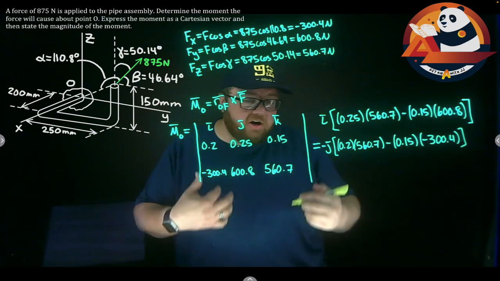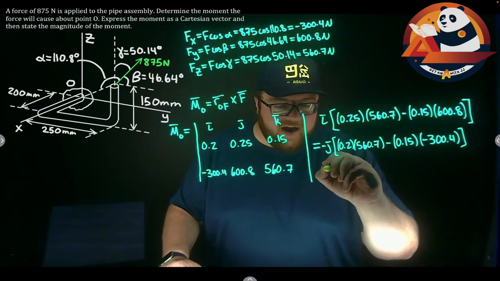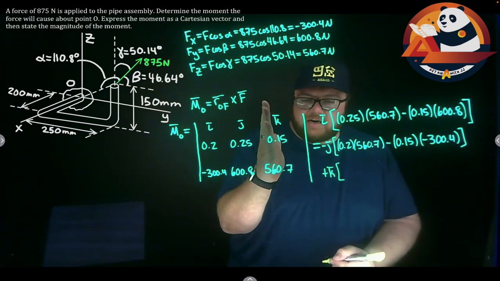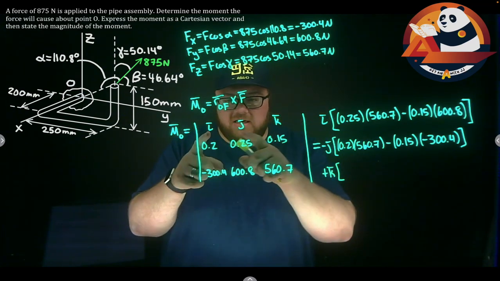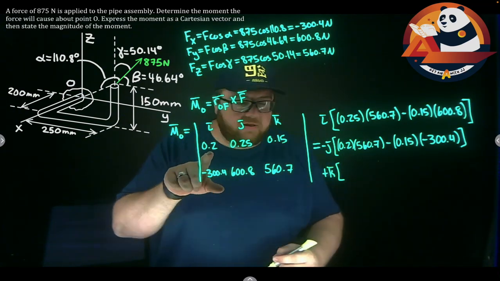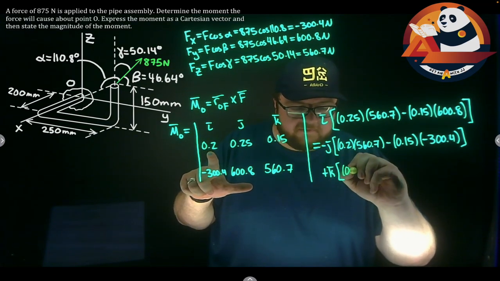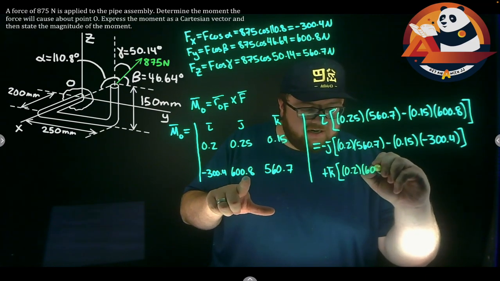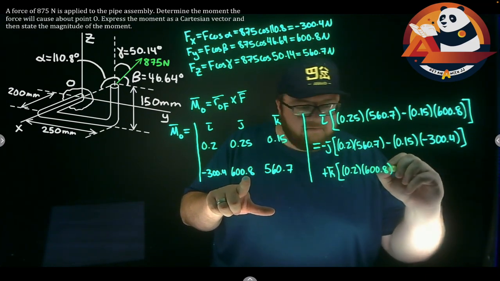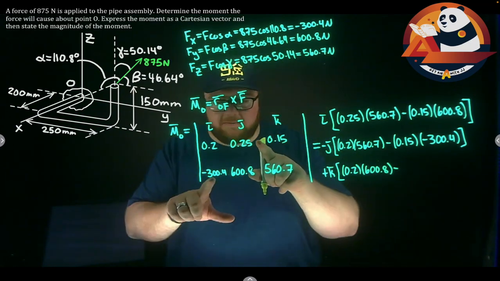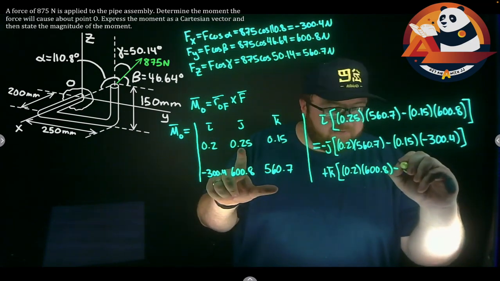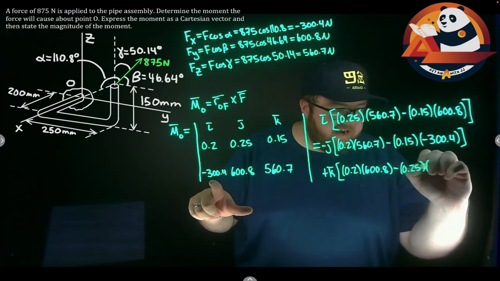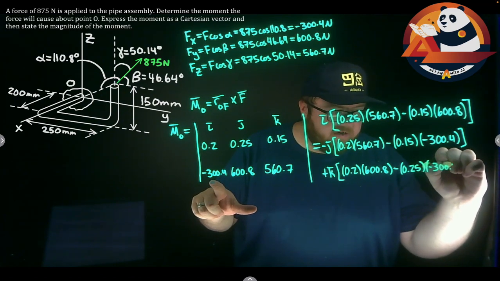And then one last time, we go back to our k. When we go back to k, we add again. So plus k times, we ignore k's column and k's row, looking at just the i and j terms in here. Our top left will be i, so 0.2, times our bottom right would be the j term, 600.8, minus our top right times our bottom left, 0.25, times bottom left, negative 300.4.